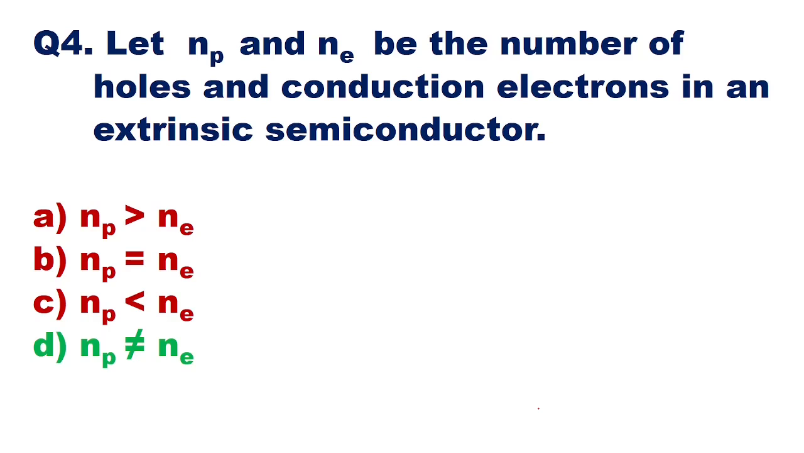We are not speaking here specifically for p-type or n-type. If you speak for p-type, then NP will be more than NE. If you speak for n-type, NP will be less than NE. But we are not speaking for p-type or n-type. We are speaking here for extrinsic semiconductor. And for extrinsic semiconductor, the number of holes will not be equal to the number of electrons. Either the holes will be more as in p-type, or the electrons will be more as in n-type. But for extrinsic semiconductor, both will not be equal to each other. So option D will be the right answer here.